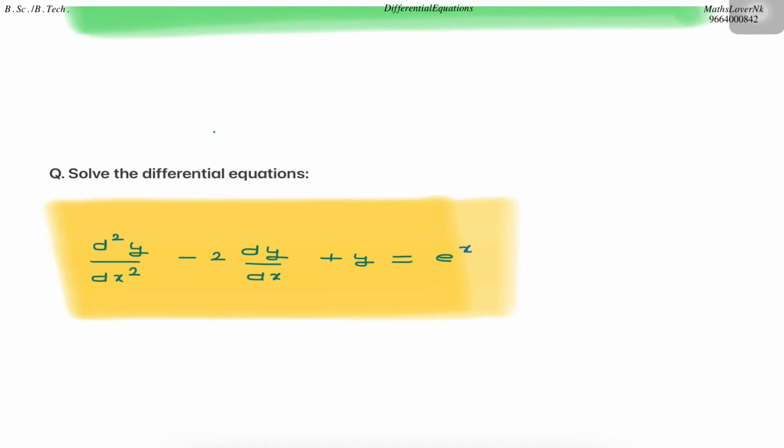In today's lecture, we are solving a question related to the differential equation. The question says: solve the differential equation d square y upon dx square minus 2 into dy upon dx plus y is equal to e the power x. Solution.